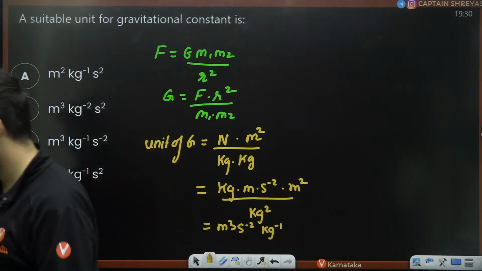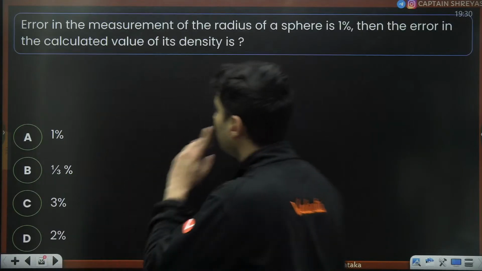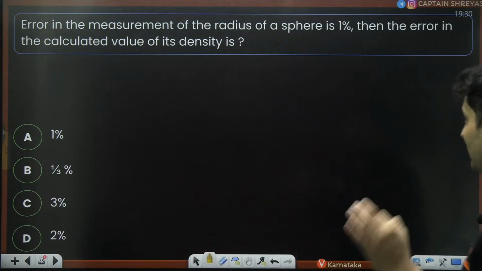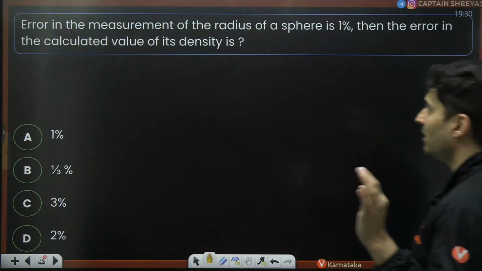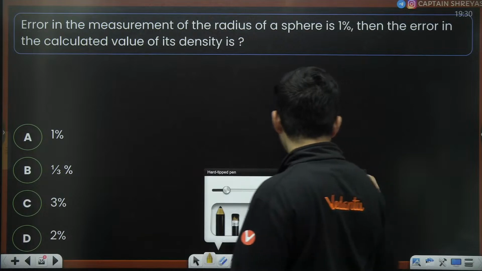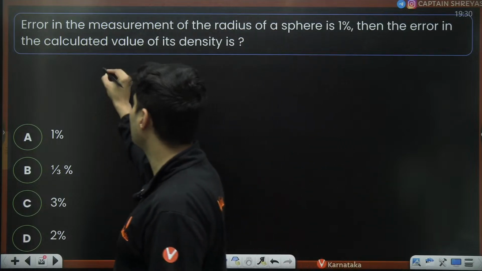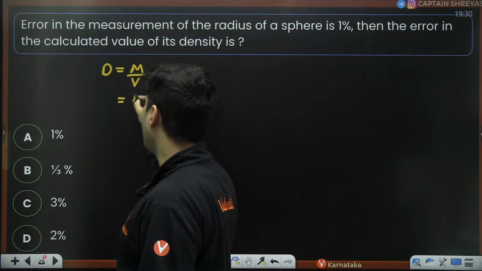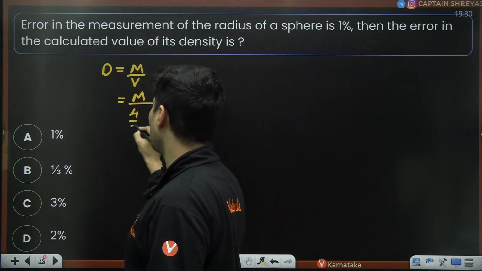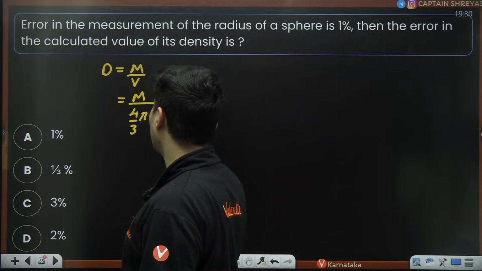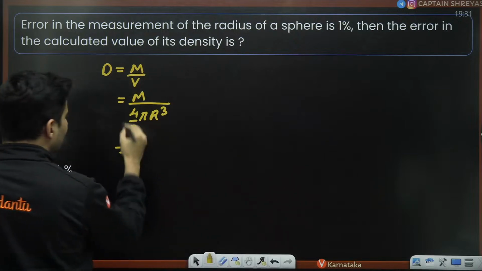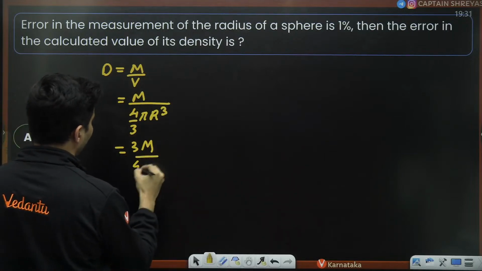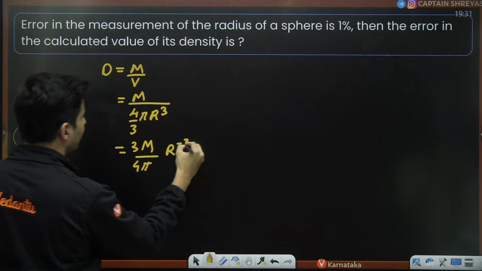Yes, NEET students can also benefit from this. Why not? If radius has an error of 1%, then the error in the density is how much? Density is mass by volume, and volume is 4 by 3 pi r cube. So 3 goes on the top, 4 pi as it is, and this is r raised to minus 3.